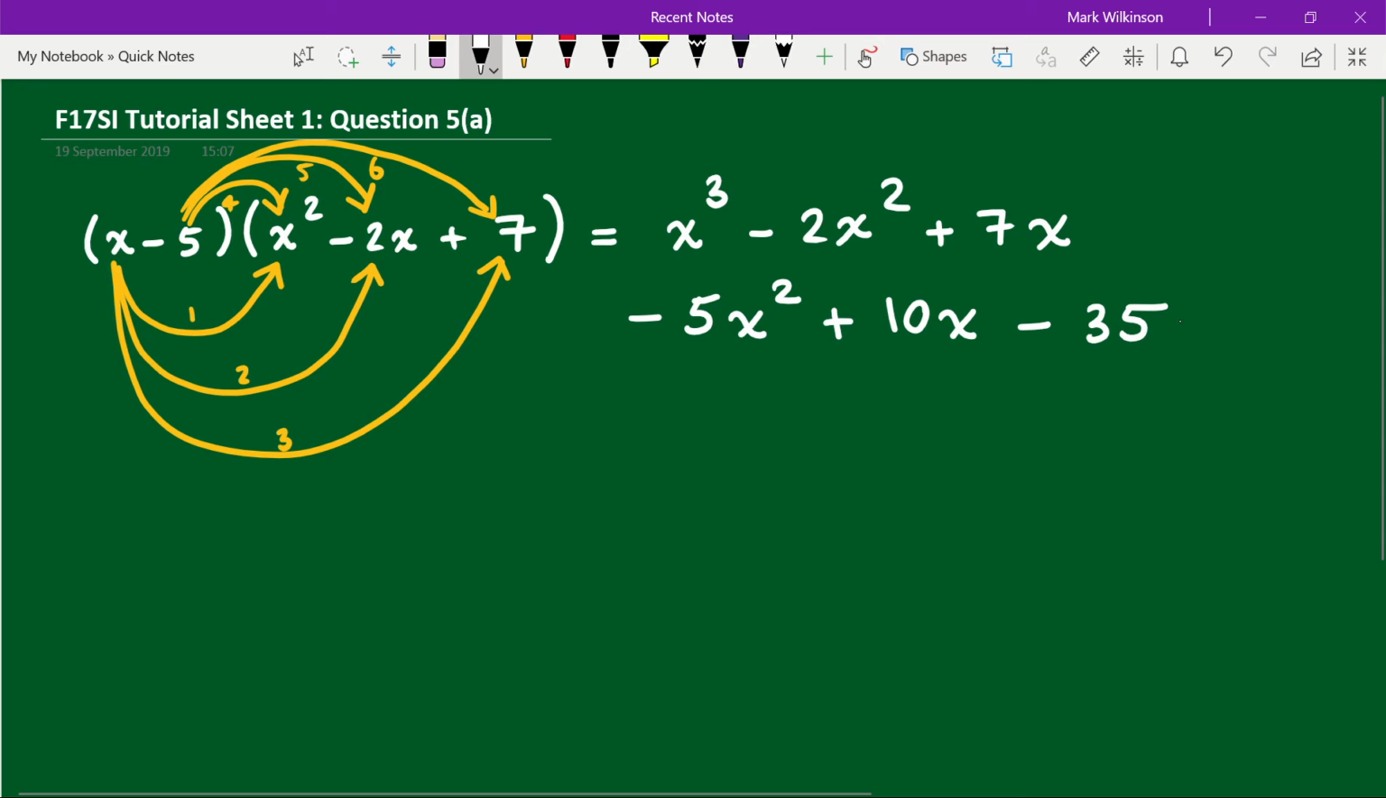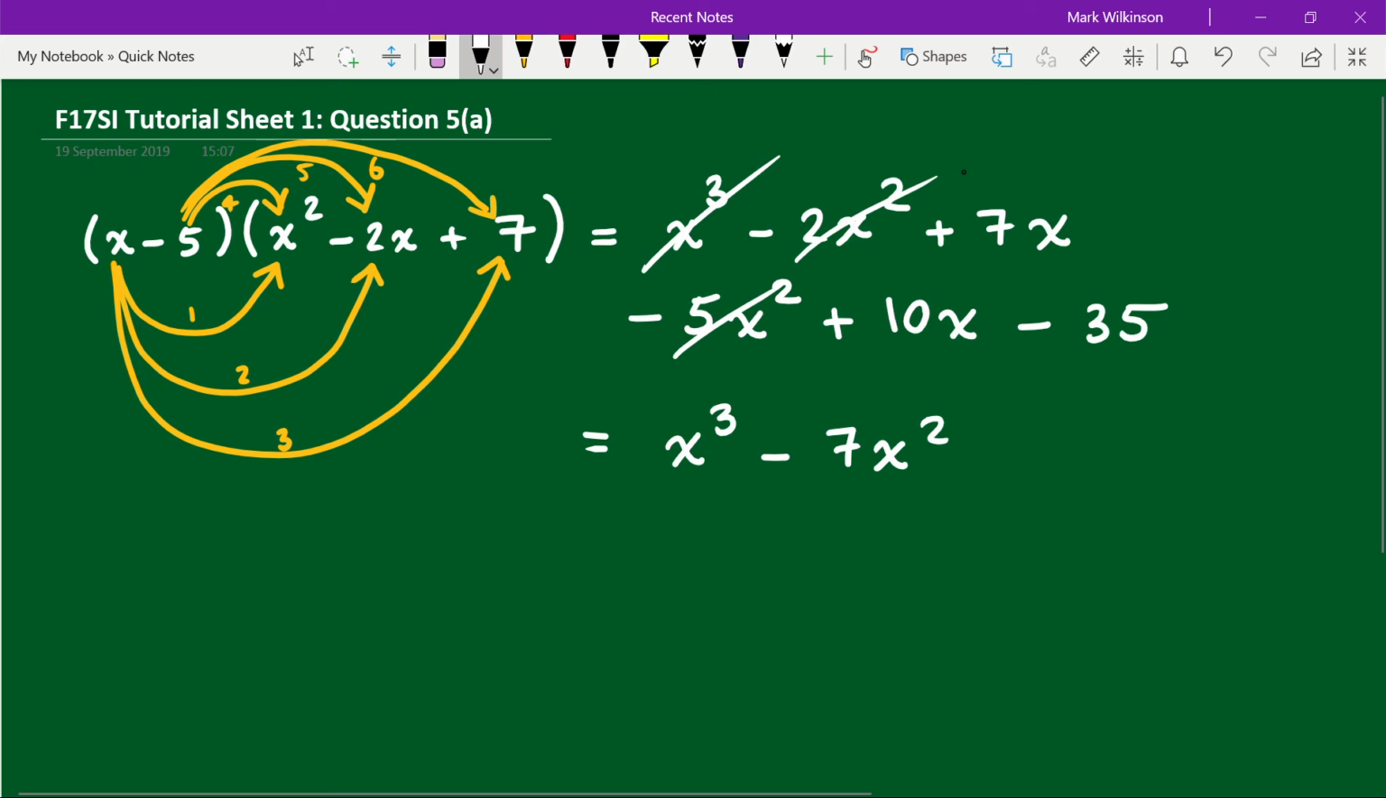Okay, now we can look at gathering like terms. Well, first of all, notice that there's only one term in x cubed, or x to the power 3, which we'll write out at the beginning, and we'll scratch that off to denote the fact we've acknowledged it. What about the terms in x squared? Well, we have 2 of those. We've got minus 2x squared minus 5x squared. Minus 2x squared minus 5x squared is minus 7x squared. Scratch those off.